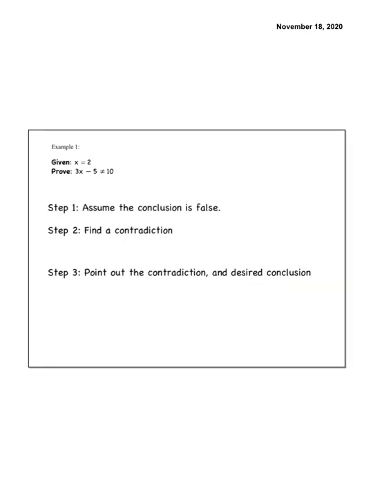So here is an example. Given that x is equal to 2, prove that 3x minus 5 is not equal to 10. We are first going to assume the conclusion is false, meaning what we're trying to prove is false. So the opposite of 3x minus 5 not equal to 10 is that we assume 3x minus 5 is 10. To find a contradiction, let's solve. 3x minus 5 is equal to 10, so we get 3x equals 15, and so x is equal to 5.